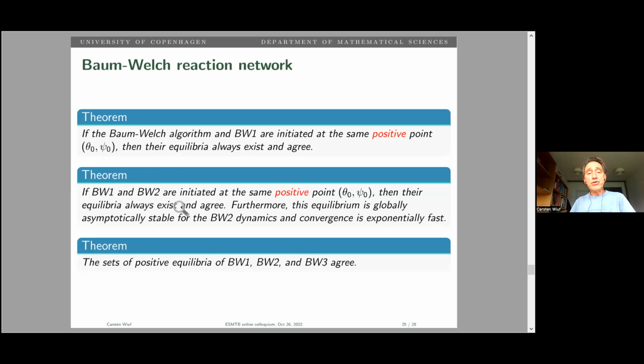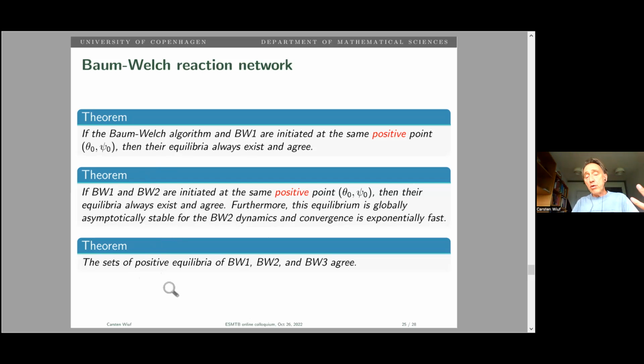BW1 and BW2 actually perform identically too. They produce the same equilibria. So running BW1 or BW2 or the Baum-Welch algorithm is one and the same thing. In the BW2 case, we can even say that equilibrium is approached exponentially fast and is asymptotically stable.